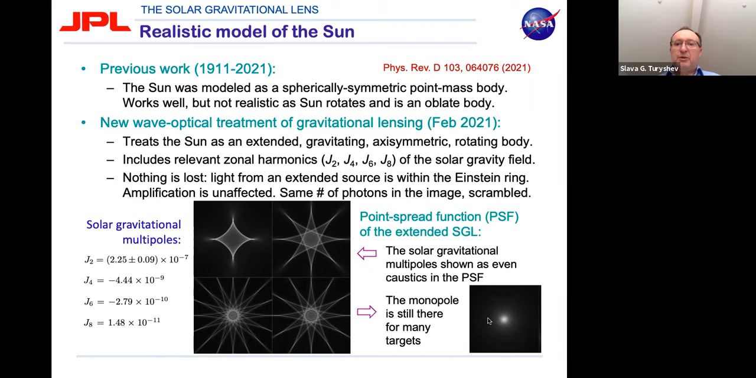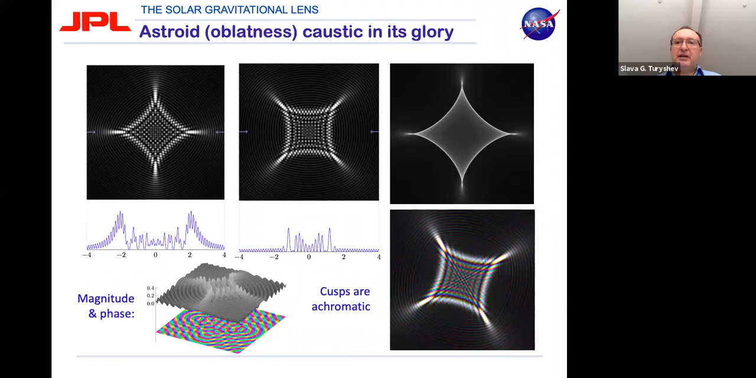So this is the asteroid caustic that corresponds to solar oblateness. And realistically, this is the largest caustic we have to deal with. J4, J6, and J8 provide very small contributions because they're very small for the sun. So we need to account for the monopole and for the quadrupole of the sun. And so this is the caustic that is formed in the point spread function of the solar gravitational lens. We need to sample that caustic field, the light that comes from the point source in this shape.